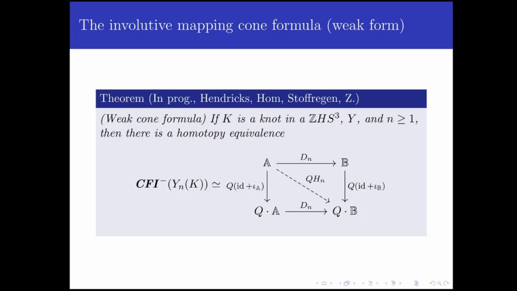This is slightly weaker because it doesn't tell you how to compute Dn or Hn or iota_K. It just says there are some maps that fit into a diagram of this form that make the right side a chain complex, and such that the left and the right sides are homotopy equivalent. So this is the weak form. You can sometimes use it to compute, but in general, it doesn't tell you how to compute things. It's not quite a robust way to compute.